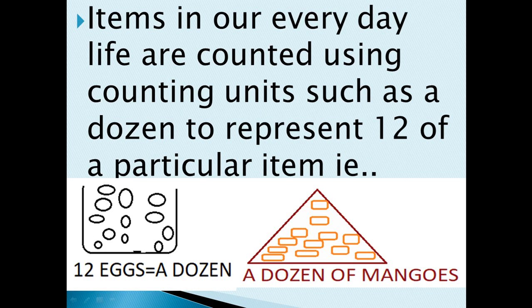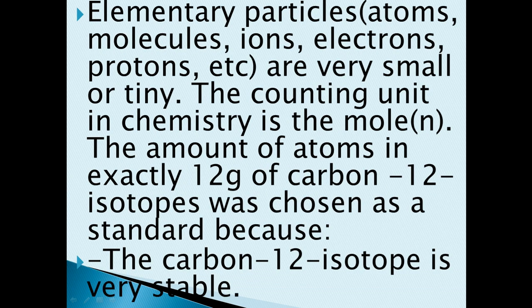Items in our everyday life are counted using counting units such as a dozen to represent 12 of a particular item. So you have 12 eggs, 1, 2, 3, 4, 5, 6, 7, 8, 9, 10, 11, 12. 12 eggs equal a dozen. A dozen mangoes is equal to 12 mangoes. So in our ordinary daily life, we use a dozen to represent 12 of a particular item.